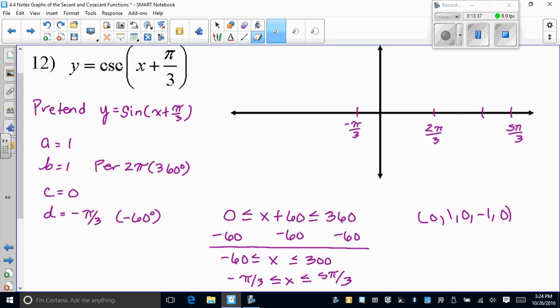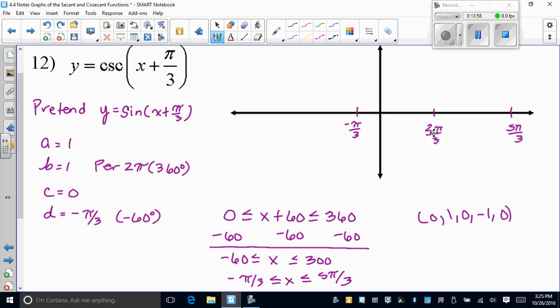So I want you guys to see this. There's my start, there's my end, there's my midpoint. And again, to get the midpoint, you add the 5 minus 1, you get 4, and 4 divided by 2 is 2, so you get 2 pi over 3.